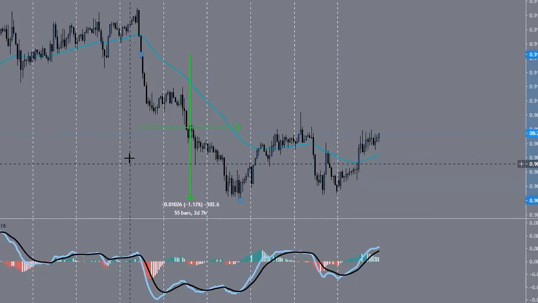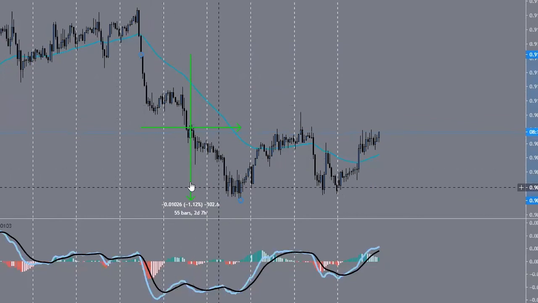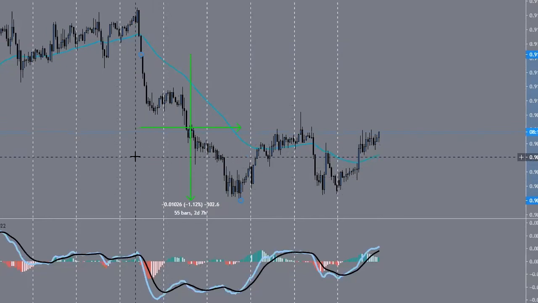It would have been slow. I mean, 100 pips in basically 2 days. It's still USD CHF, so 100 pips is a lot. And it caught the whole cycle, which was cool.